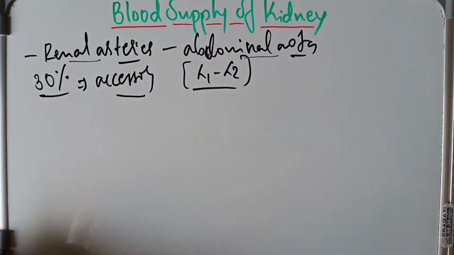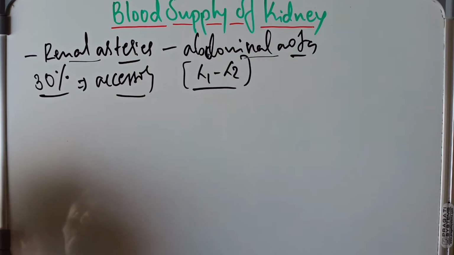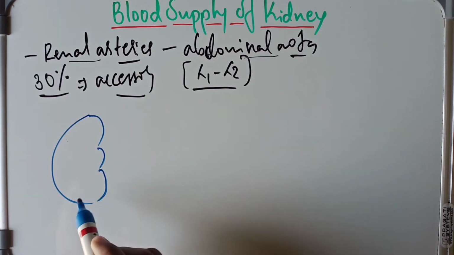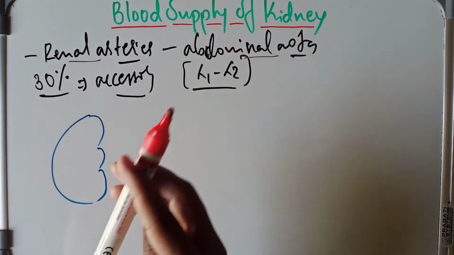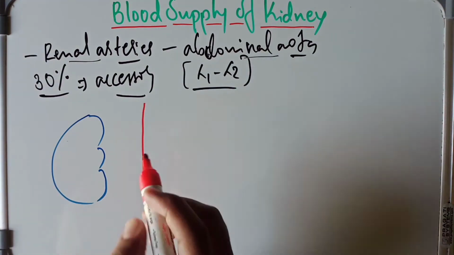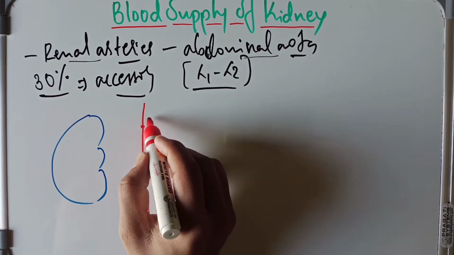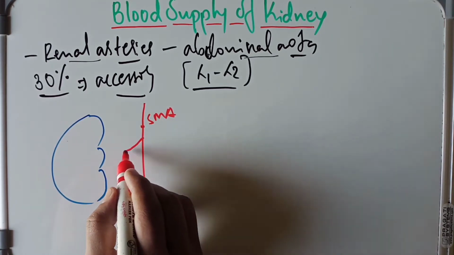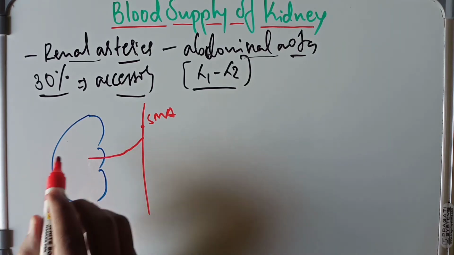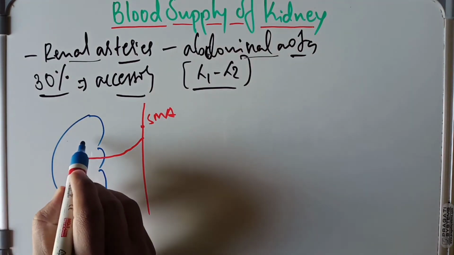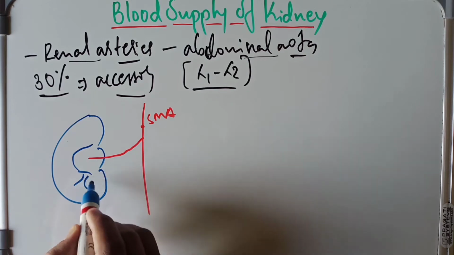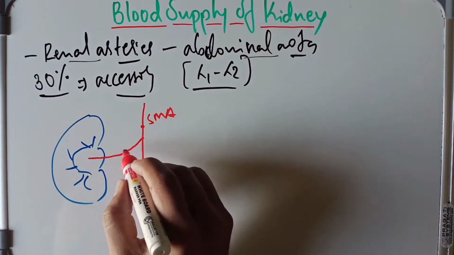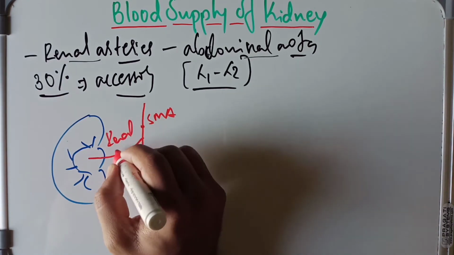So basically we have the kidney, right? Suppose that this is the kidney and this is the abdominal aorta. From the abdominal aorta, just below the origin of the superior mesenteric artery, arises the renal artery, and it passes through the renal pelvis. So this area is the renal pelvis, right? So basically arising from the abdominal aorta is the renal artery.